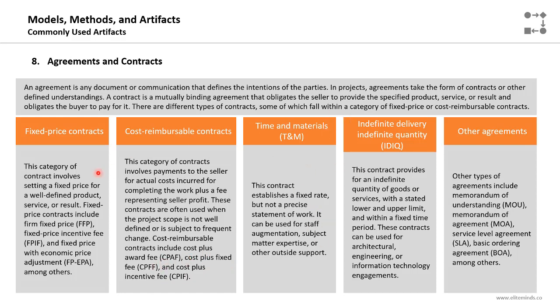The third category is a hybrid contract between both. It's the time and materials. This contract establishes a fixed rate but not a precise statement of work. It's usually used for staff augmentation, subject matter experts hiring, or other outside support. So if you want only resources for your project and you will pay per hour or per man day, you can use the time and material contract.